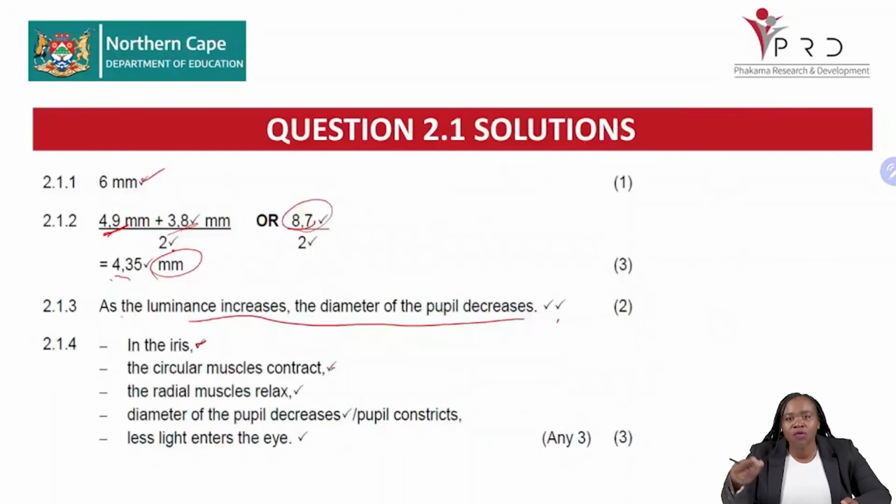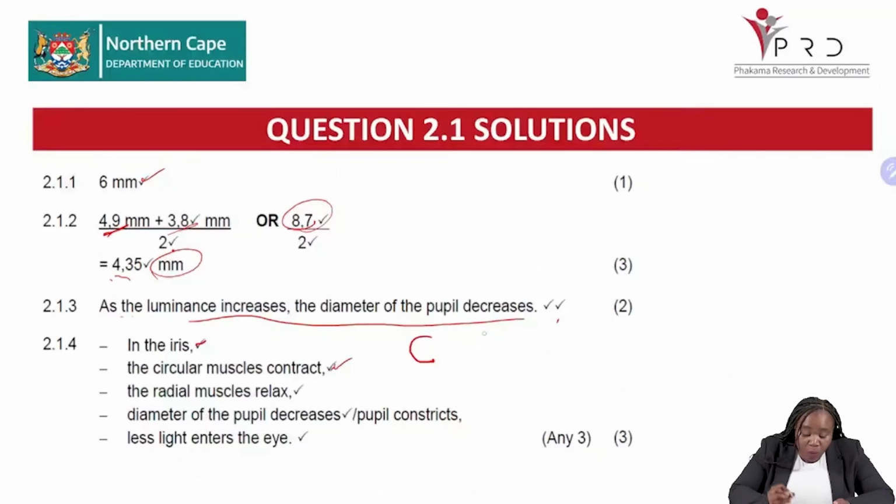Now, do not confuse the ciliary muscles and the circular muscles. We speak of the ciliary muscles in accommodation, and in pupillary mechanism, we speak of the circular muscles which contract, right? And then the radial muscles relax. Radial muscles relax, circular muscles contract. Now, an easy way to remember this is that the circular muscles, which start with a C, contract, CC. The radial muscles, which start with R, relax.